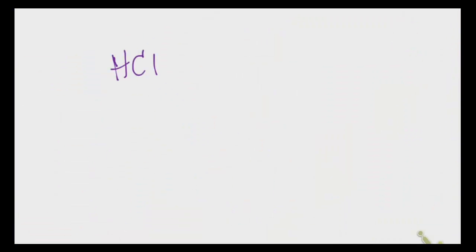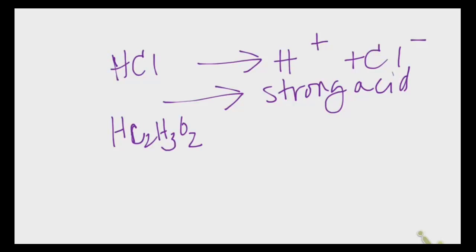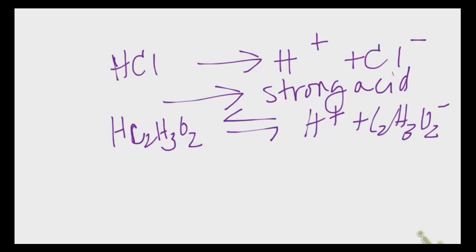Just talking a little bit about strong versus weak, you do need to memorize the strong acids. Hydrochloric acid is a strong acid, so we show an arrow all the way to the right because it will completely dissociate. And a weak acid, like acetic acid, would have a double-headed arrow because it's only going to partially ionize. In fact, the equilibrium will lie to the left, whereas with the strong acid, it's all the way to the right.